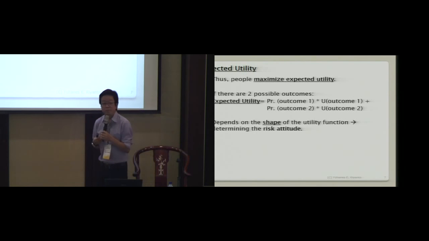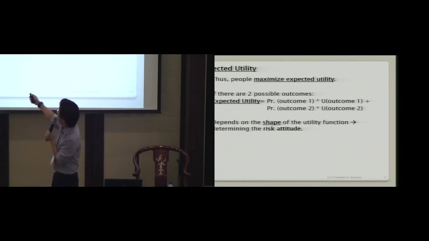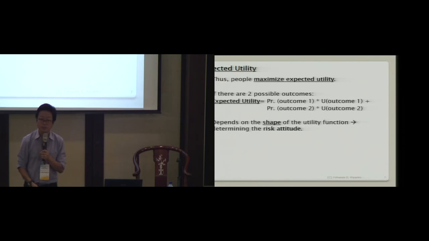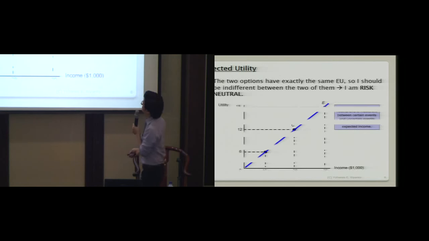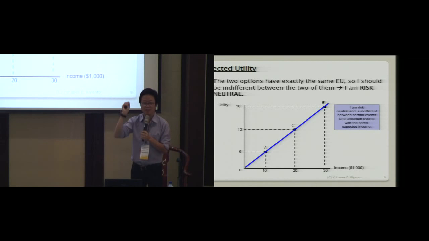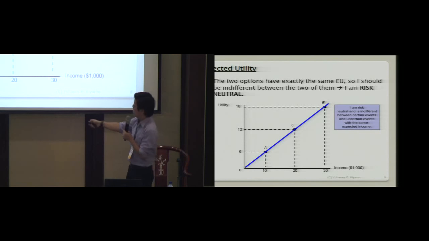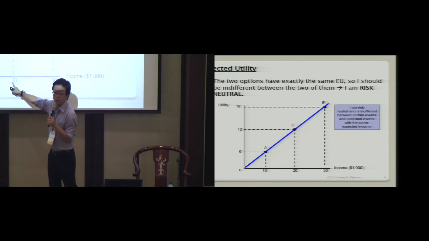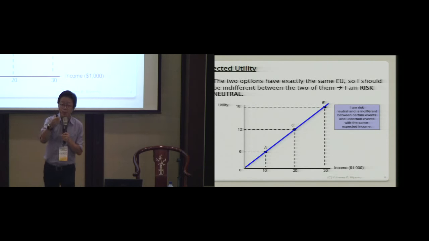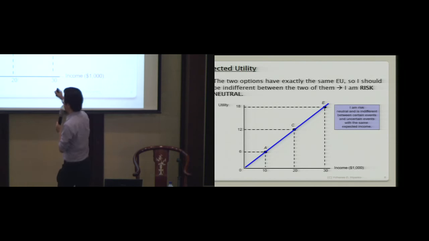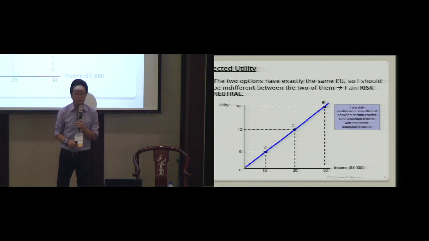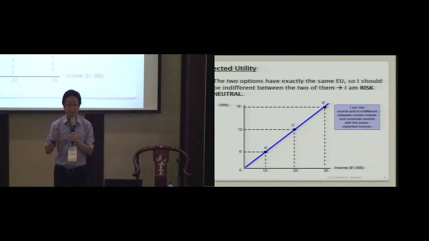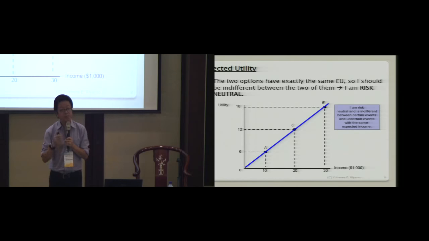Whether people are willing to take risks or not depends very much on the shape of these utility functions. The shape of the utility function determines whether you are risk averse, risk seeking, or risk neutral. If your utility function is linear, you are risk neutral. Suppose one option gives 10 and the other gives 30 with 50% chance, so the expected value equals 20. If you have to choose between getting $20 for sure or playing a gamble that gives you 10 or 30 with 50% chance, you are going to be indifferent between taking the gamble or not. So you are said to be risk neutral.